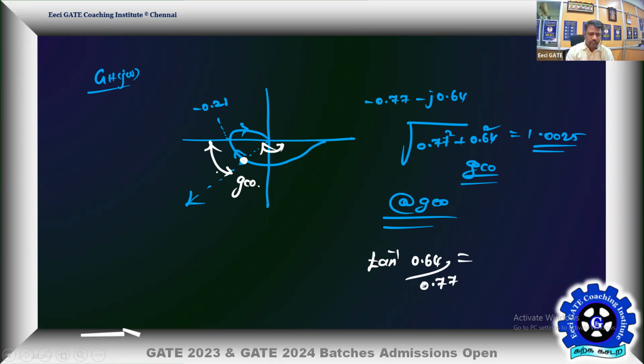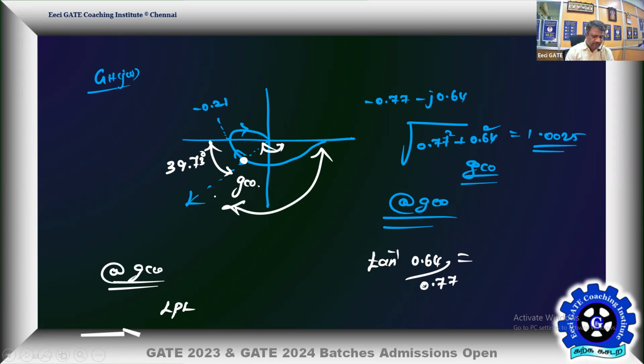The total is 180, so I'll go for only this angle. Tan inverse of 0.64 divided by 0.77 will be the phase angle. Shift tan answer will be 39.73. So that means at gain crossover, we have a loop phase lag of this much. What is the loop phase lag? It is minus 180.